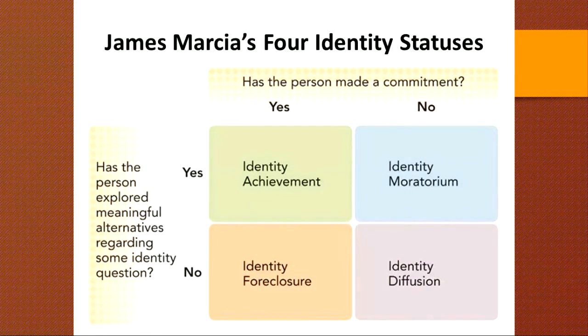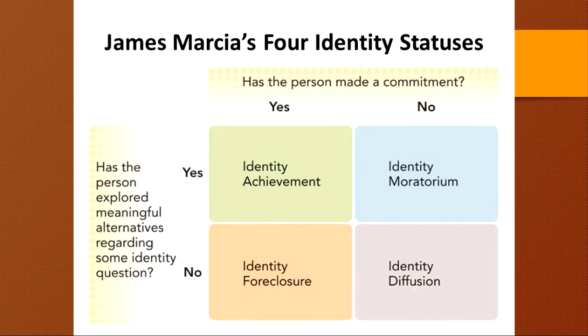So with identity diffusion, there's no crisis and no commitment. Whenever you ask, has a person explored meaningful alternatives regarding some identity question, they're not exploring it, and they have not made a commitment. So they're an identity diffusion. This person usually would show little interest in occupational or ideological choices. You could think of it as whatever you grew up with, that's what you're sticking with. You're not exploring different options or really trying to change that in any way.